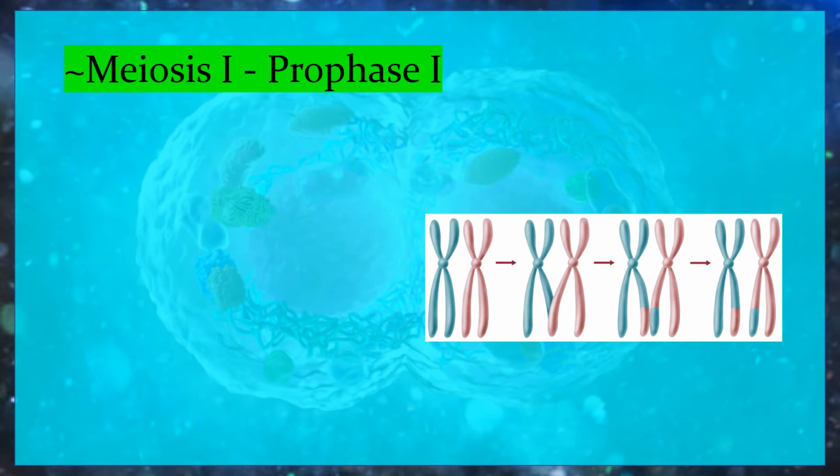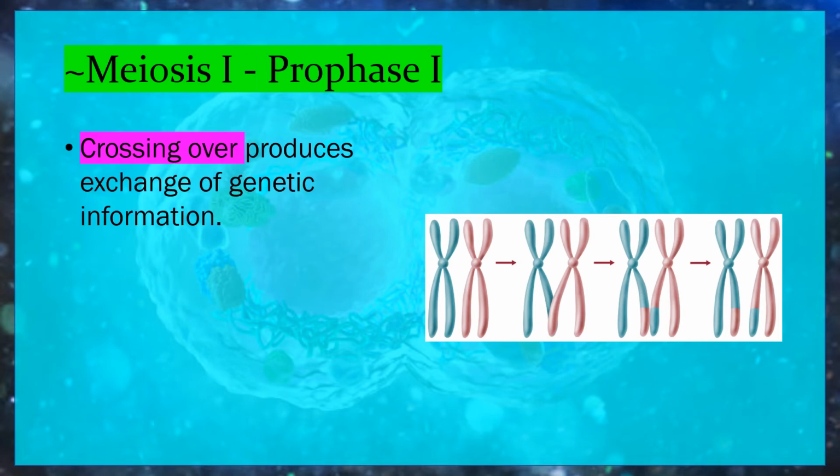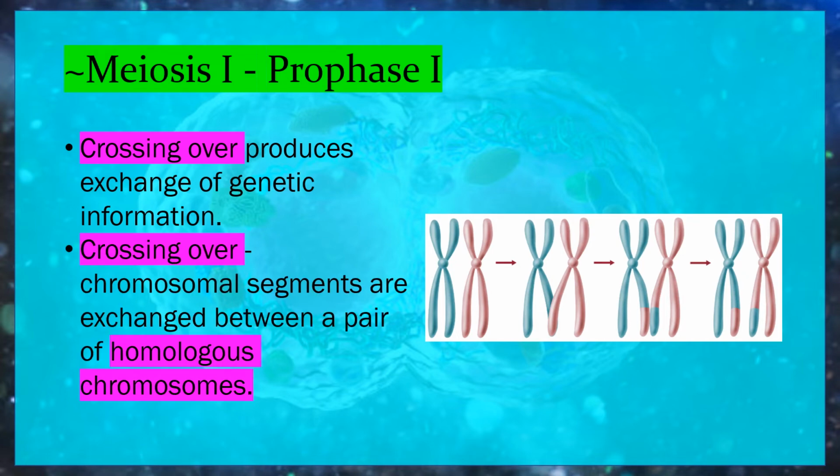A continuation of prophase I. This is where crossing over produces the exchange of that genetic material, which is why we're different from our brothers and our sisters. Crossing over itself is when chromosomal segments are exchanged between a pair of homologous chromosomes, as shown in the videos.